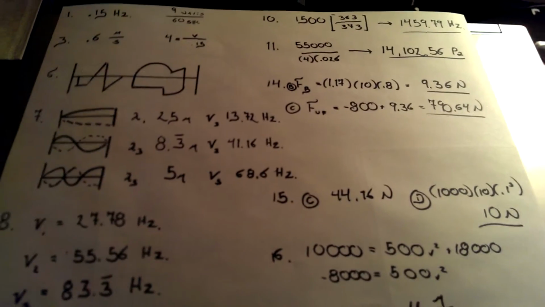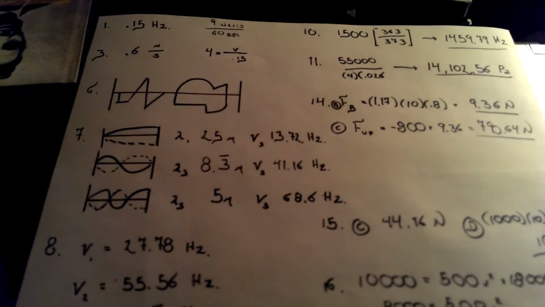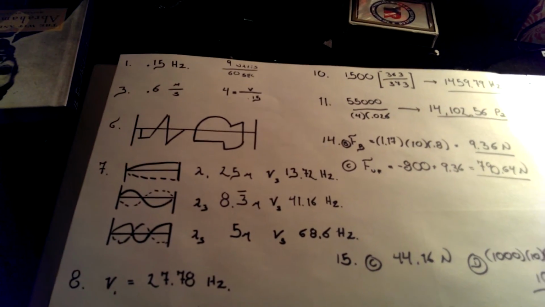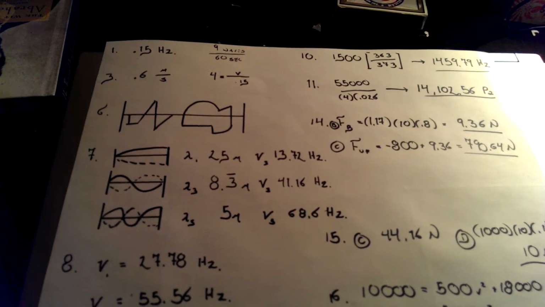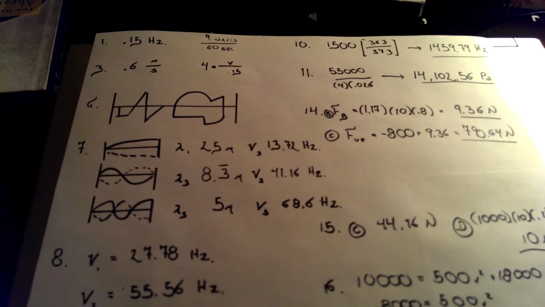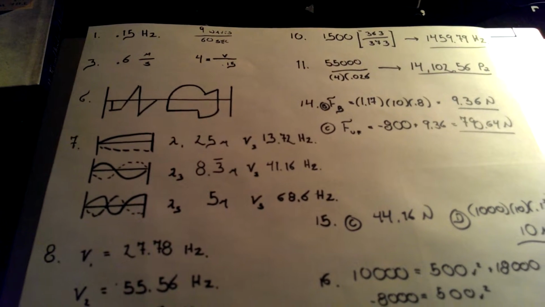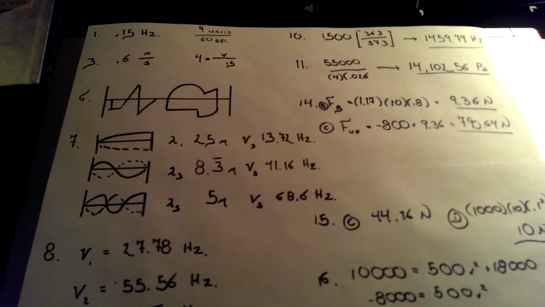Alright. So now we're going over to number 10. Number 10 is a police car siren that's following you at 30 meters per second, and you're driving at 20 meters per second. So you add 20 meters to the top and 30 meters to the bottom. You have 1,500 times 363 over 373 yields 1,459.79 hertz is what you're hearing.